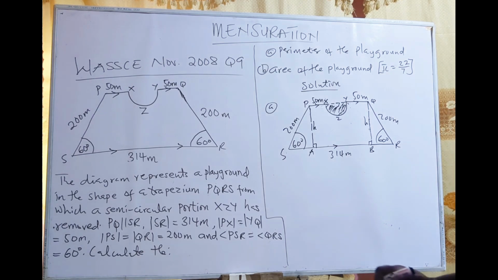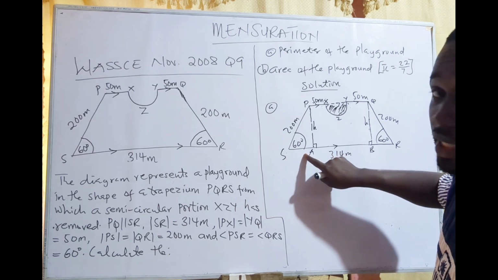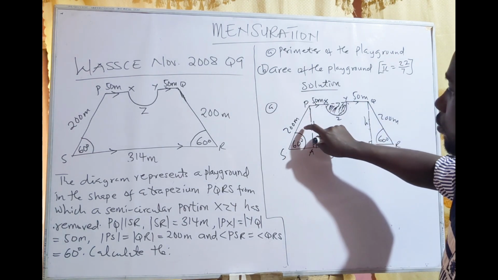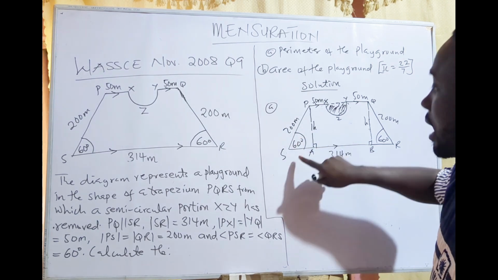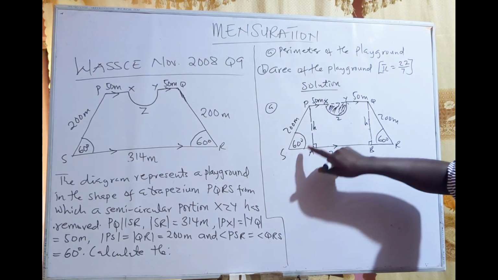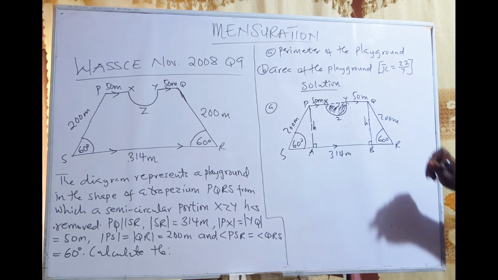So what I need to do here is to find the length SA. I join from this particular part here, so that I will get a triangle, and that will help me to calculate the SA.